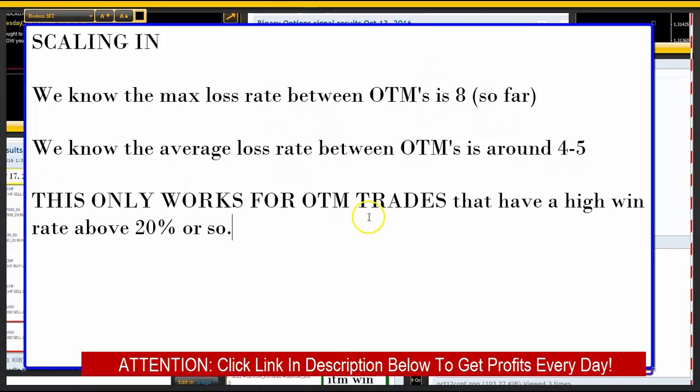Now, this only works for OTM trades that have a high win rate above 20% or so. You can't use this on OTMs like, for 2 hours out, 50 pips out of the market and buy it for like $3. It's not going to work. You're going to lose all your money. You need to stay within the market range.